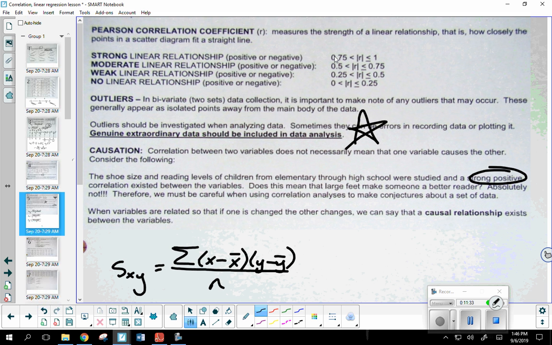And that's part of what you're going to have to comment on in your IA. A lot of times people are going to choose items that are absolutely going to have some kind of relationship with each other. But just because you get a strong relationship, a high value of r, it doesn't necessarily mean that there is causation there. So you just want to be careful about that.